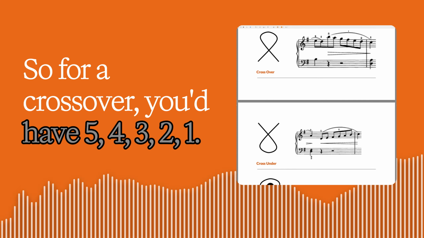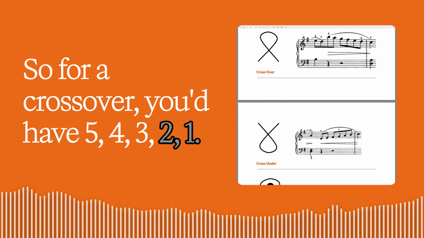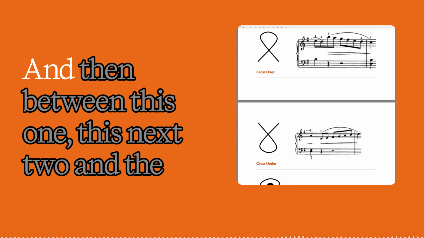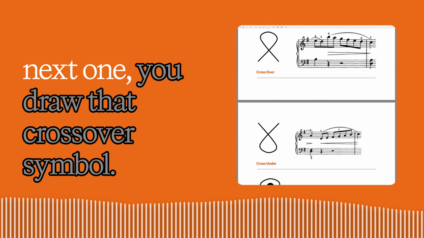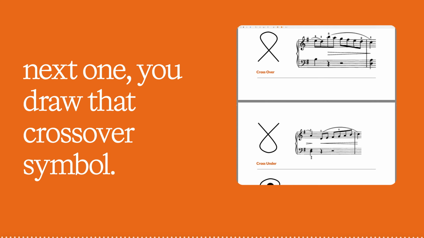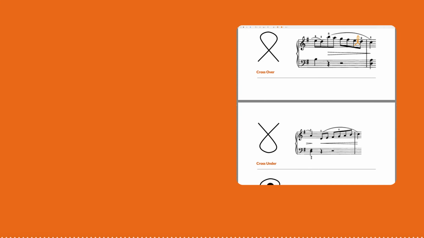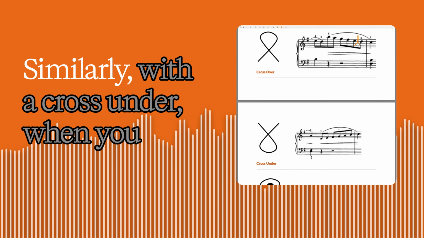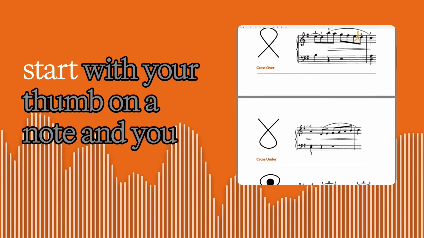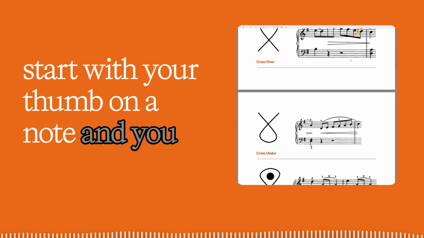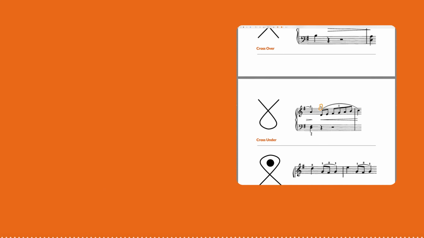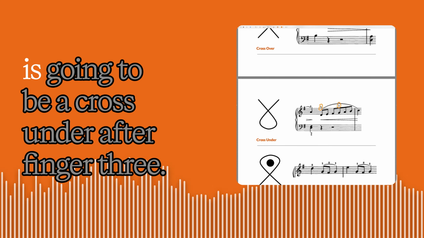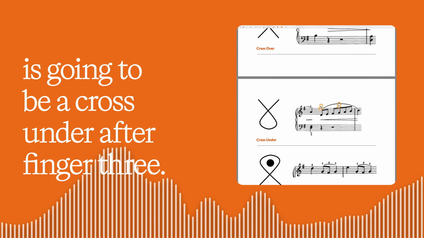So for a crossover, you'd have 5, 4, 3, 2, 1. And then between this one, this next 2, and the next 1, you draw that crossover symbol. Similarly, with a cross under, when you start with your thumb on a note and you see another thumb marking, like here, your brain automatically understands that this is going to be a cross under after finger 3.